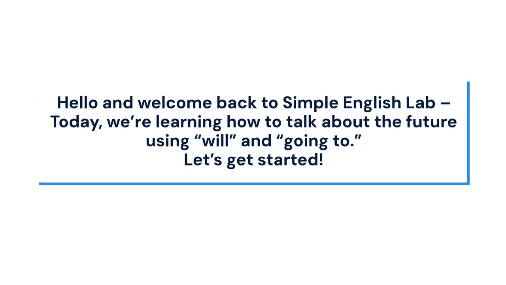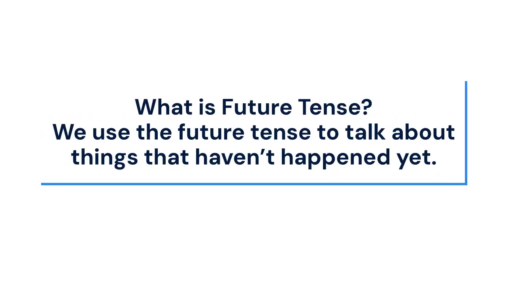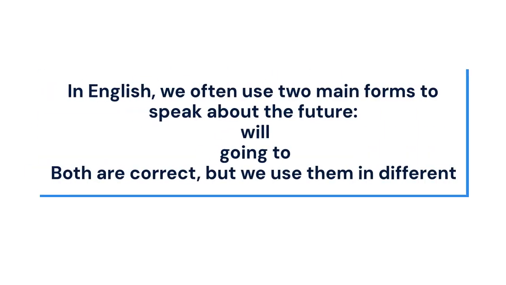Today we are learning how to talk about the future using will and going to. Let's get started. What is future tense? We use the future tense to talk about things that haven't happened yet. In English, we often use two main forms to speak about the future: will and going to. Both are correct, but we use them in different situations.